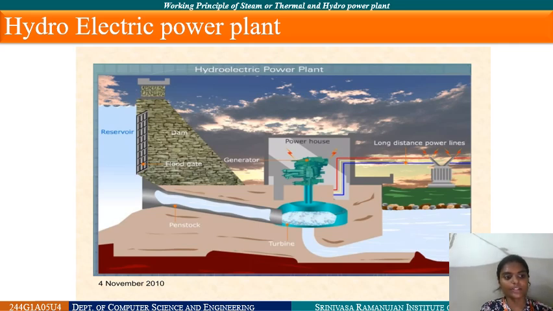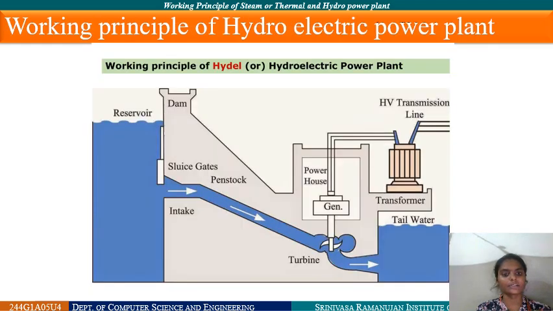The hydroelectric turbines convert the kinetic energy of water under pressure into mechanical energy. The shaft of the turbine is coupled to a generator that generates electricity.